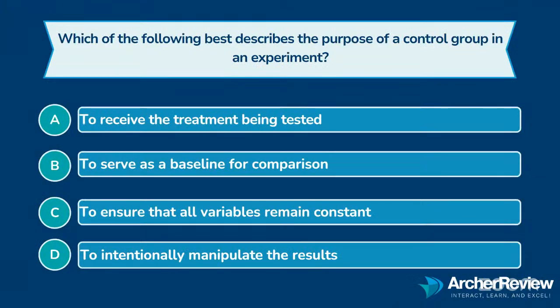Which of the following best describes the purpose of a control group in an experiment? We were just talking about that. A, to receive the treatment being tested. B, to serve as a baseline for comparison. C, to ensure that all variables remain constant, or D, to intentionally manipulate the results.